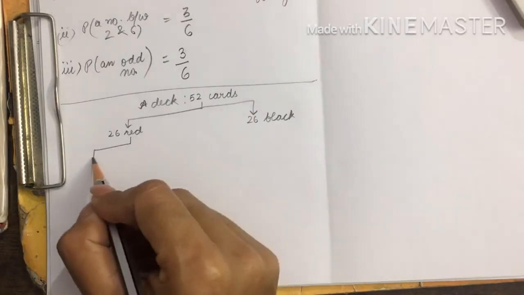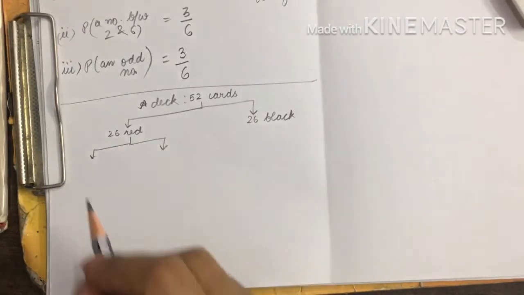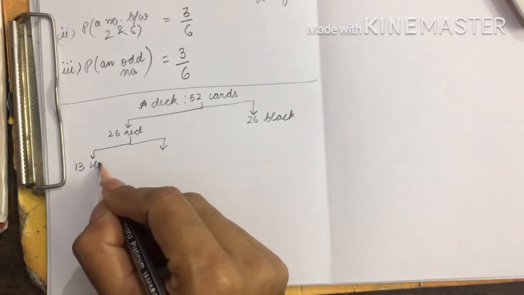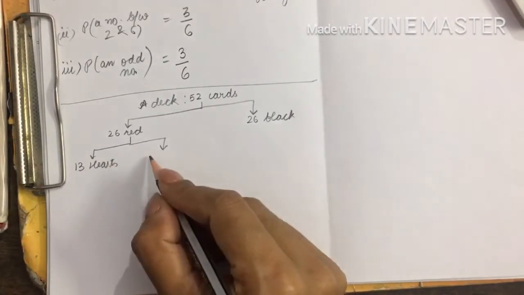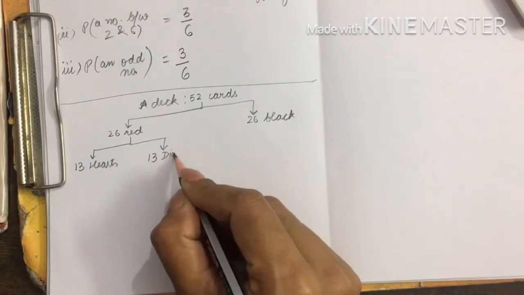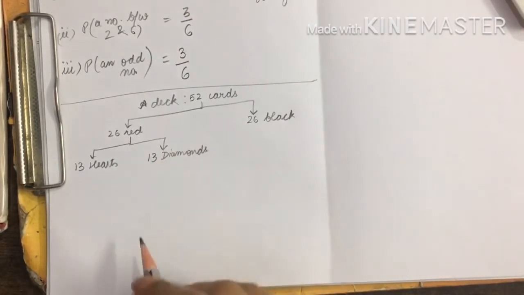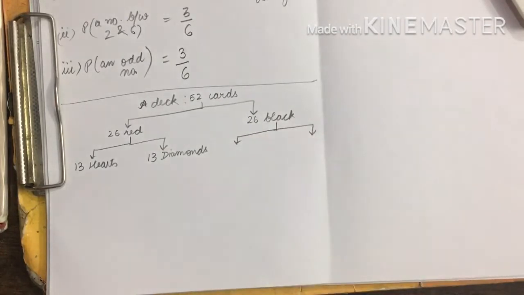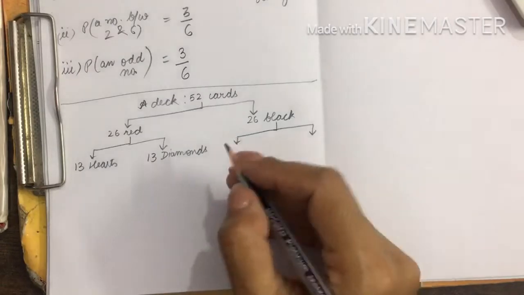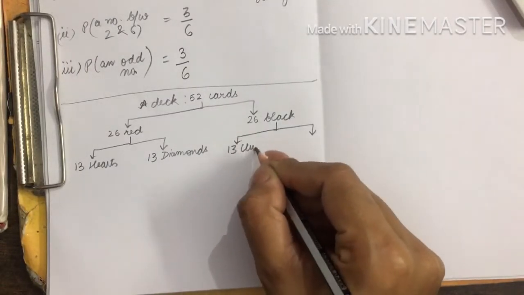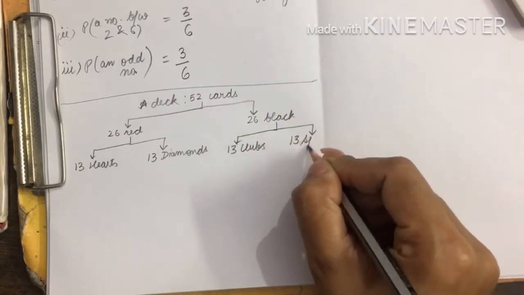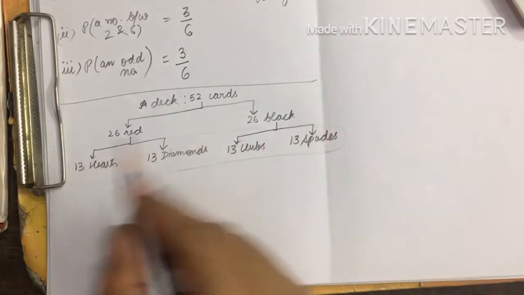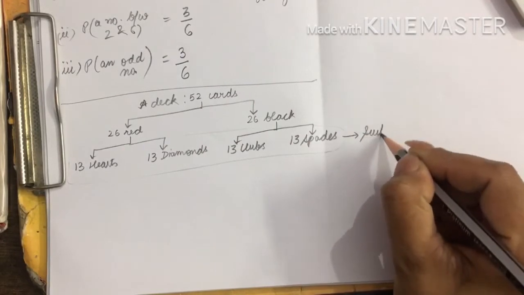The cards which have red ink used have 2 particular designs. 13 have hearts on them and 13 have diamonds on them. The ones which are black are also having two different designs. 13 are clubs and 13 are spades, and these are referred to as suits.